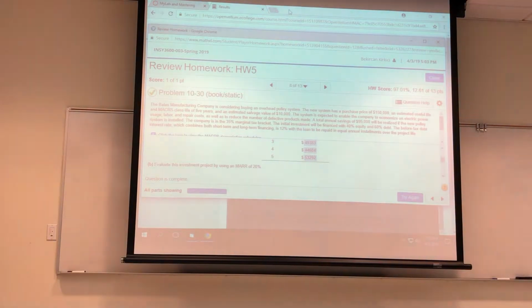So, let's first read this very long statement. This company is considering buying something. The new system purchase price is $150,000. That's the first step. Our investment is $150,000. When you're reading this question, you should write these things down, because you're going to use them. This is a long paragraph, so just write them somewhere.